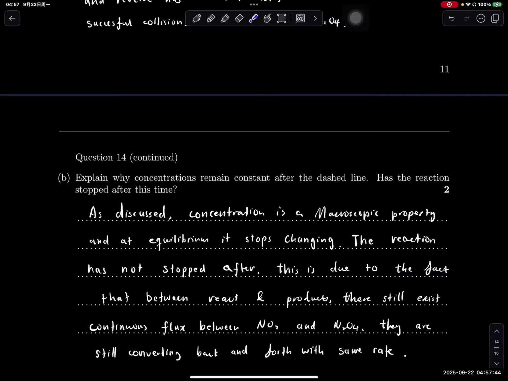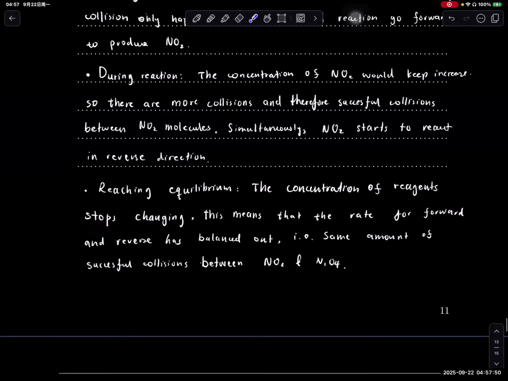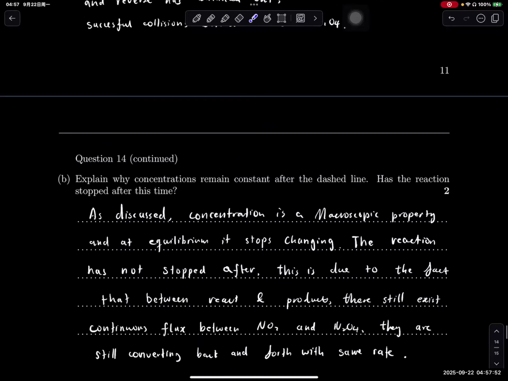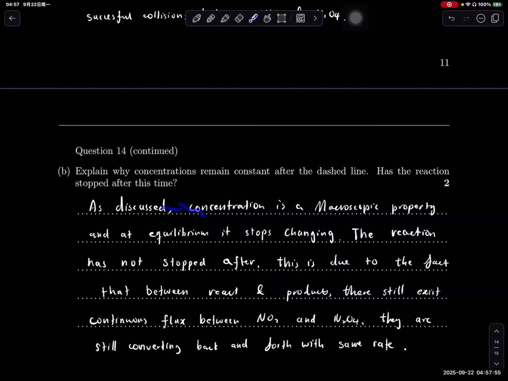Question B says, why does the concentration stop changing? You can just say, as discussed. This is sort of like question A, but we've discussed it. So say that, as discussed, concentration is a macroscopic property and in a dynamic equilibrium, the macroscopic property just does not change anymore.